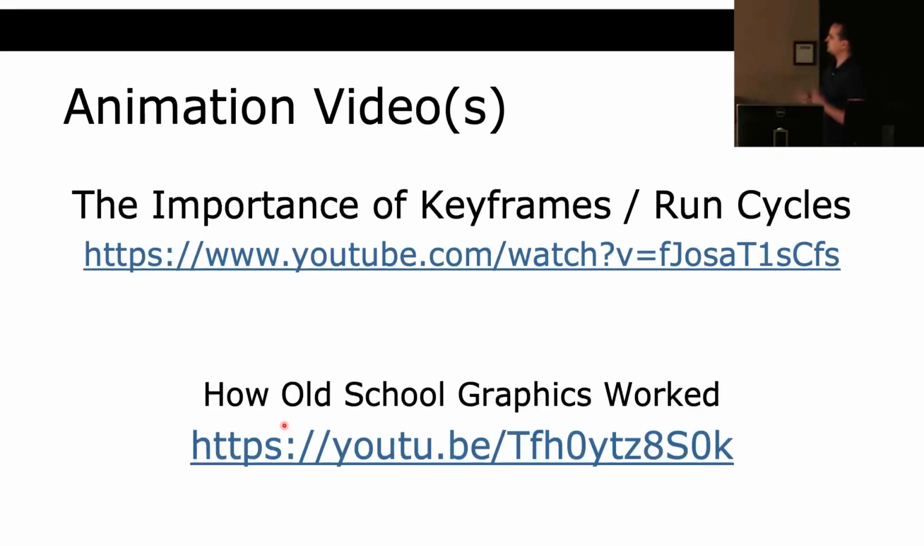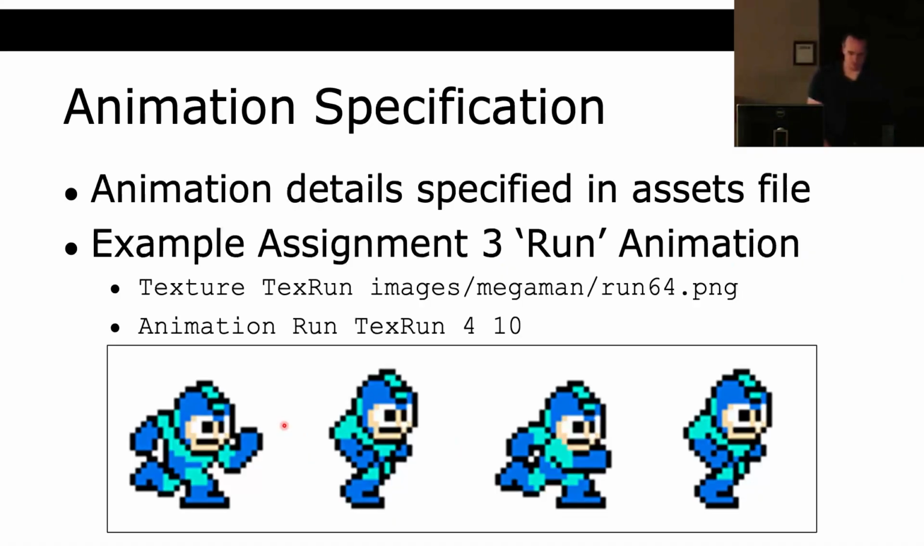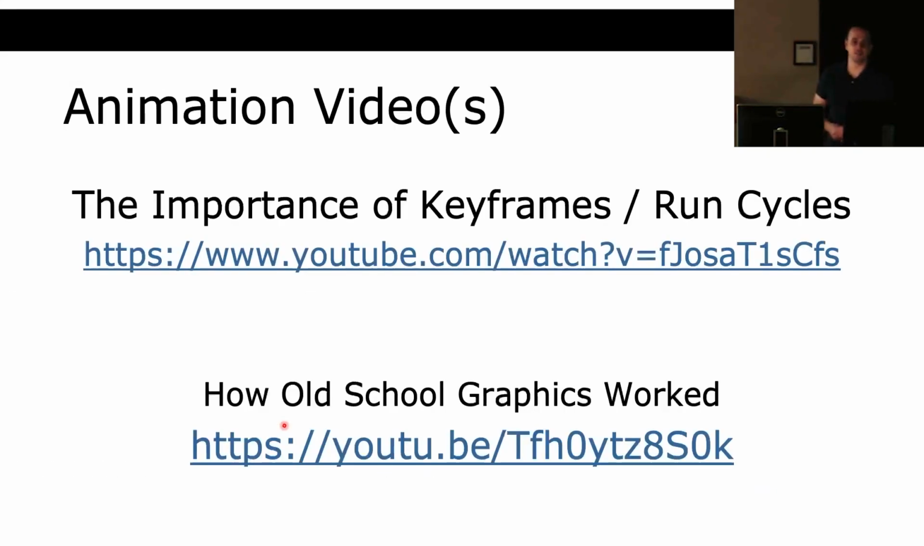And I highly recommend going to check out these videos because one, it's called The Importance of Keyframes and Run Cycles. And what that talks about is, for example here, Mega Man has 4 frames of animation. You might think that intuitively, if we have paid an artist enough money to draw 30 frames of animation so that it's super smooth running, right? And we have the processing power to do it, that 30 frames of animation would just be better than 4 frames of animation. This video talks about how that is not necessarily the case.